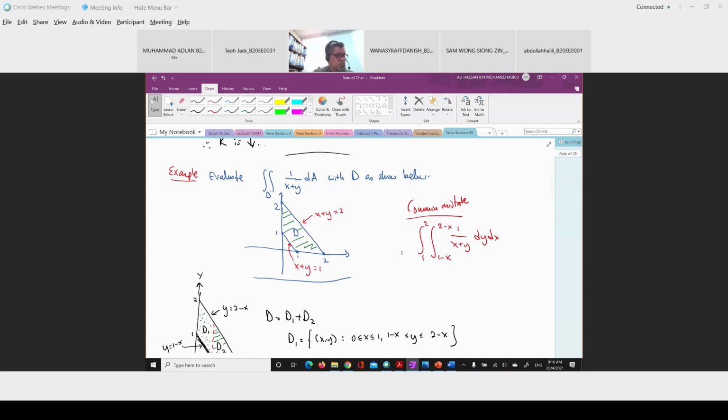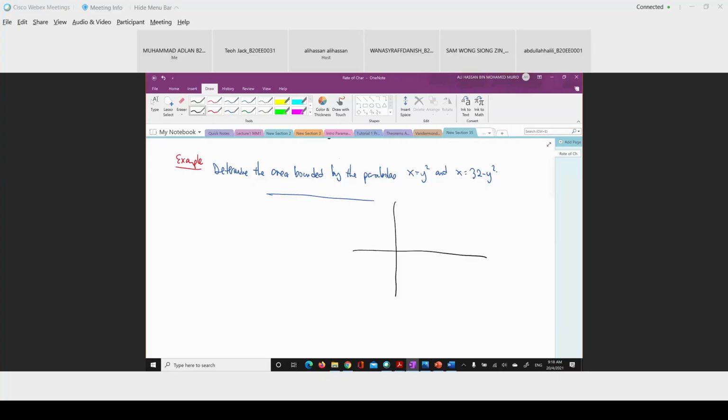So let's make a sketch of the region bounded by these two parabolas. We have x in terms of y. X equal to y squared. It's a parabola that opens to the right, right? Because x is always positive. Because x equal to y squared, so x is always positive. As y gets larger, x also gets larger.